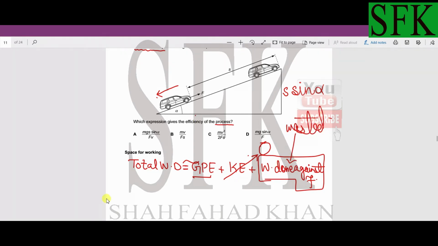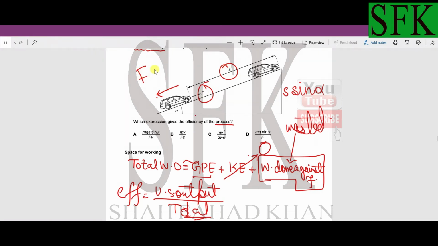And to calculate the efficiency, the formula for efficiency is the useful output energy divided by the total energy. The total energy in this case is going to be the constant force multiplied by the displacement. This is actually the work done by this constant force. So F multiplied by S is your total energy input. Now what is the useful energy output? Useful energy output is the gravitational potential energy.